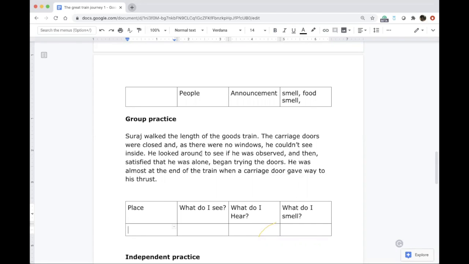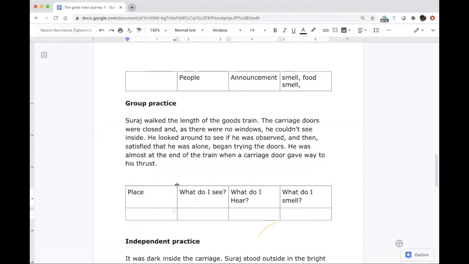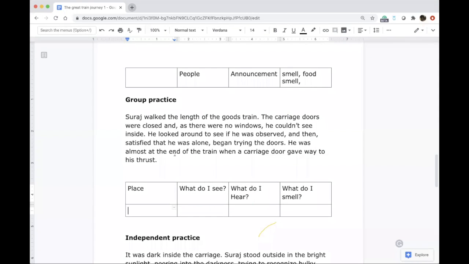Okay. So now, from this part of the paragraph, can Karthik tell me what is a place, what is a setting that we can describe? From the second paragraph. What is a setting in the second paragraph? Can Zubeda tell me a setting in the second paragraph? Setting is nothing but a place where some event is happening.